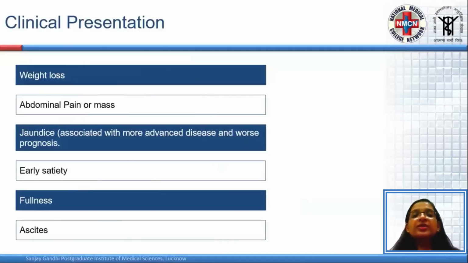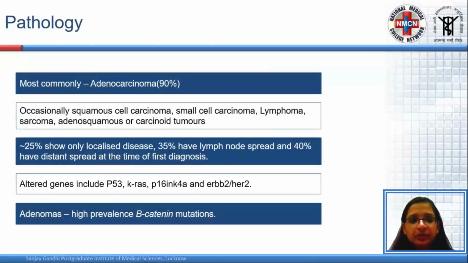Since patients generally present to us in advanced stages, they present with symptoms of weight loss, abdominal pain, or abdominal mass. It is most commonly associated with jaundice because of obstruction, and jaundice portends the worst prognosis. There may also be early satiety, fullness, and ascites.